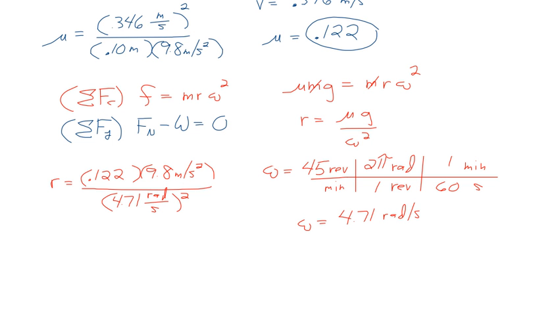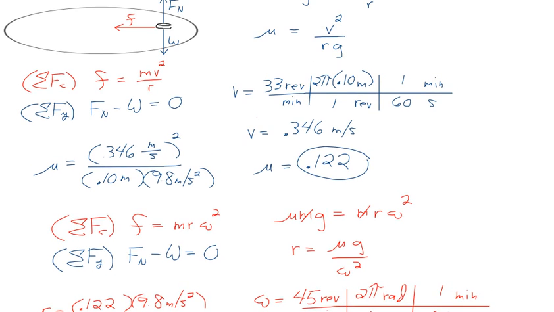And when you solve this, R comes out to be what? 0.0539. Now 0.0539 means 5.39 centimeters. So it is closer than where it was when it was going 33 RPMs.